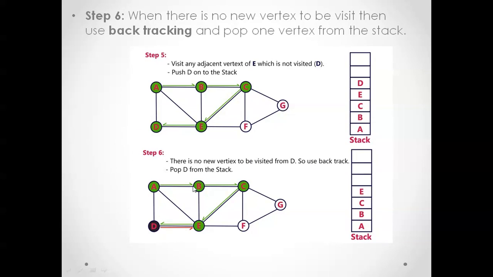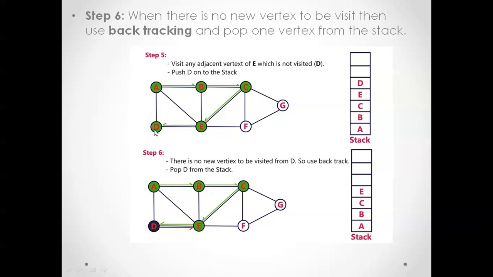So in step number 5, what will happen? Now I'm choosing D. D was not visited before, and now it is visited. Then what will happen? We need to push it into the stack. Now D is on the top of the stack.